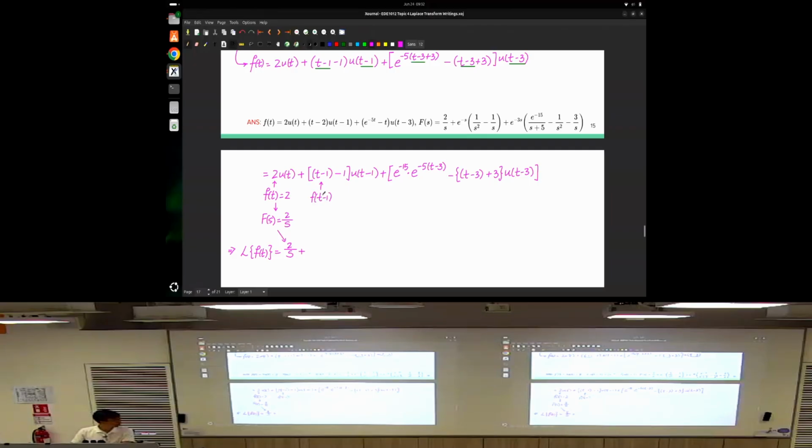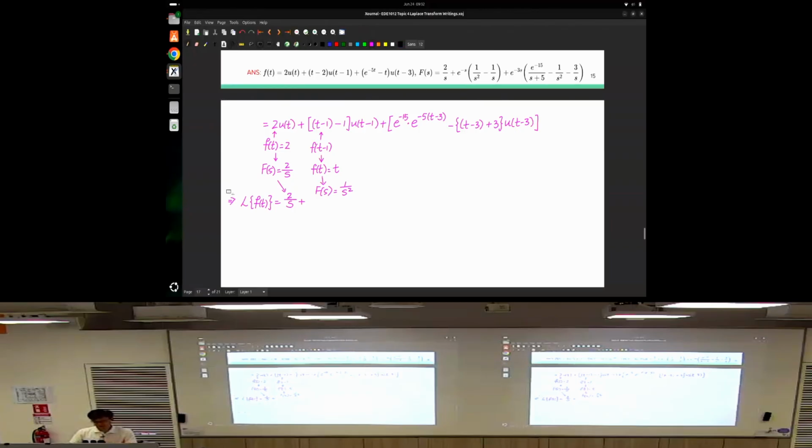f of t minus 1 is just t minus 1. So what is the f of t? t. Just replace t minus 1 by t. f of t is t. Then what's the F of s? 1 over s squared. So therefore the second term is 1 over s squared times e to the minus s, because you have a unit step here. But you get a 1 here. But you can do 2, confirm can do 1, correct or not? So it's really minus 1 over s times e to the minus s. So that's for your minus 1.